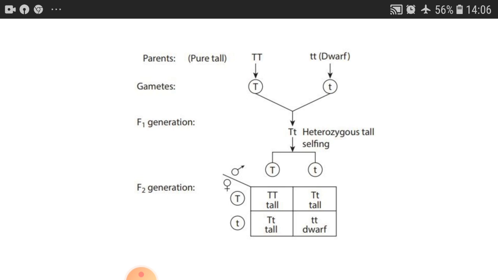Mendel then self-pollinated these F1 tall plants, and to his surprise he found that in the F2 generation some of the dwarf plants appeared again. The character which was not seen in F1 expressed itself again in F2. Now how do they appear here in the F2? Can you tell me? I hope you have understood it by now.